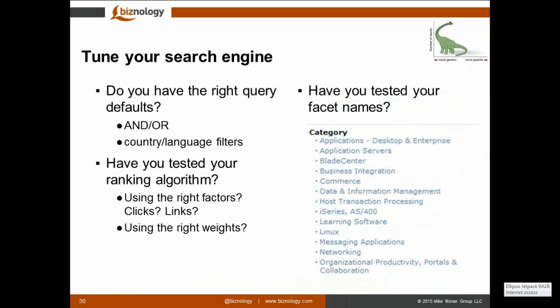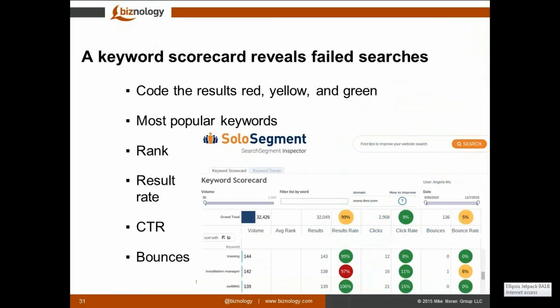Most companies haven't done anything to tune their ranking algorithms, so they haven't changed any of the default factors, they haven't weighted them differently. And if you use multifaceted search, have you tested the facet names? Have you looked to make sure that people actually understand what these things are and they know what they're going to get when they click?